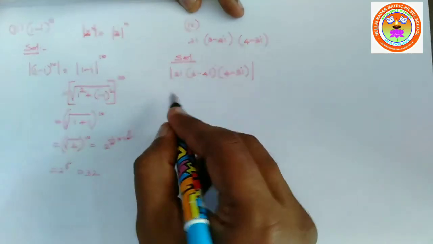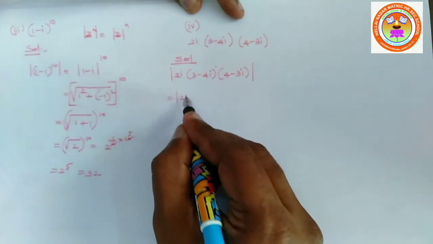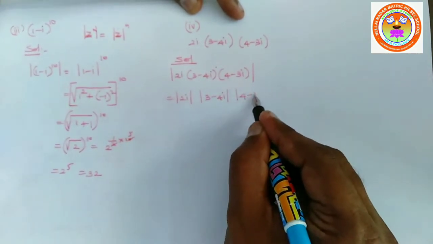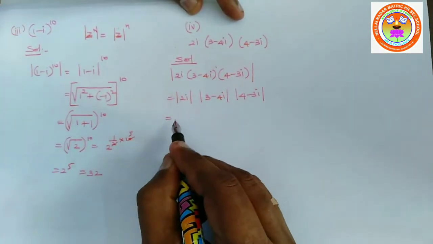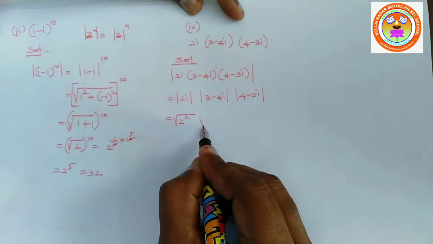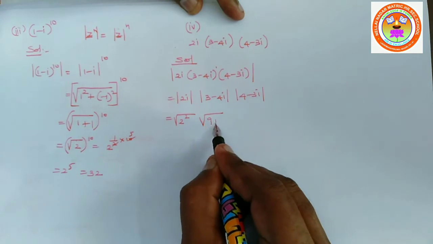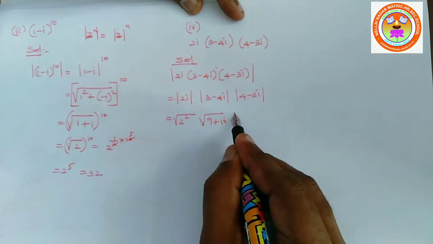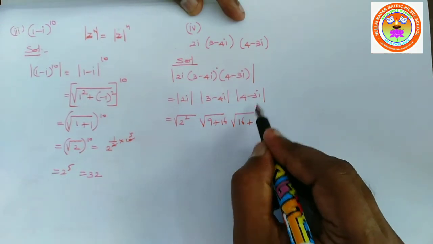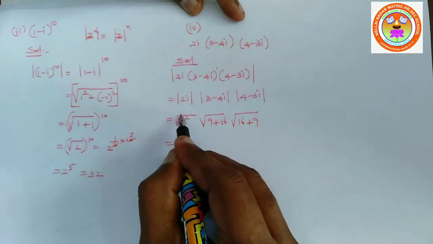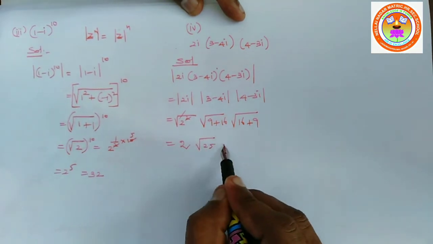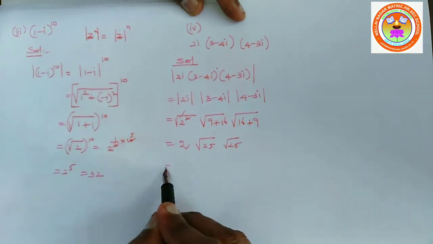Close the modulus. You can put separate modulus. Modulus of 2i, modulus of 3 minus 4i, modulus of 4 minus 3i is equal to square root of real square plus imaginary square: square root of 3 square is 9, minus 4 square is 16, 4 square is 16, and 3 square is 9. The square root gets cancelled, answer is 2 square root of 25, square root of 25.